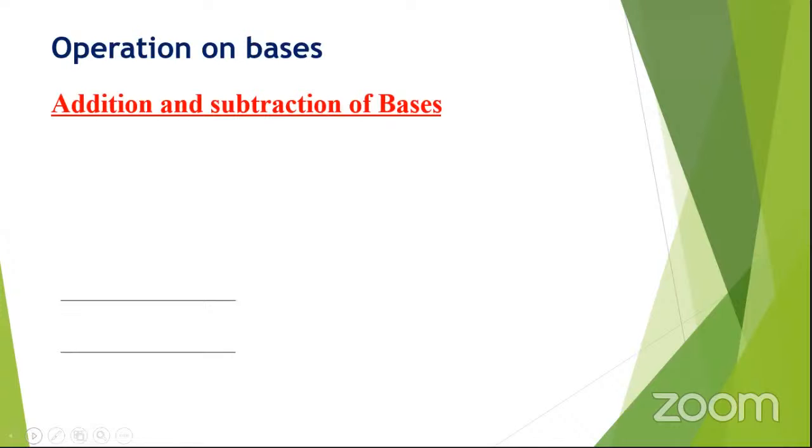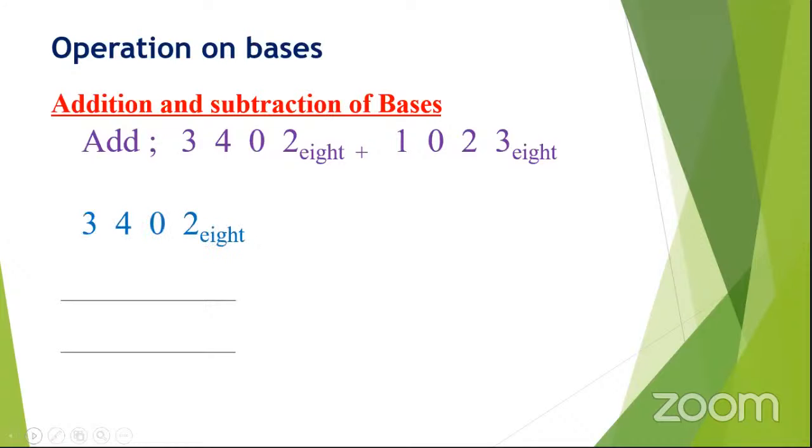When they talk about addition and subtraction, I hope we all know what happens. Just adding, and you know when you're adding, unless you're adding a zero, the value of the number increases. We have an example there. Add 3402 base 8 plus 1023 base 8. So you come and arrange your digits very well. You arrange them vertically. Now we can add digit by digit. You have 2 plus 3.